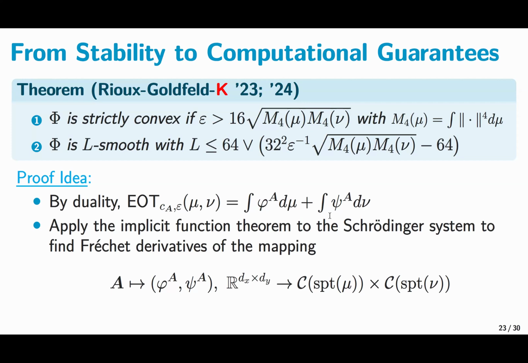You can see some similarity with the previous analysis. These entropic potentials satisfy the Schrodinger system that determines them. So you can apply the implicit function theorem to the Schrodinger system to find the Fréchet derivatives of the mapping from A to entropic potentials. Once we get these derivatives, you can plug the potentials into the entropic cost and find the derivatives of the entropic cost with respect to matrix A. That's what we have done in the paper.